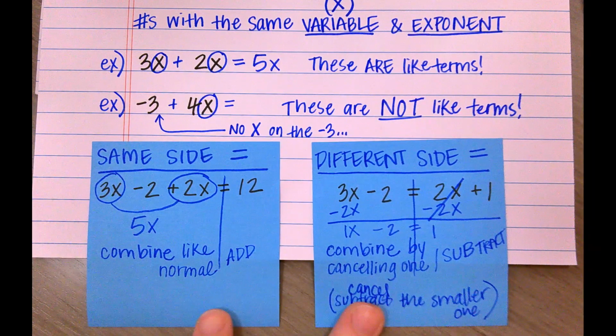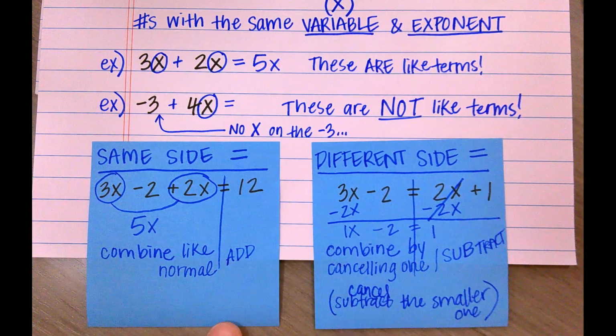But whenever you have like terms, this is one of the mistakes I've seen quite a few times. Remember, if it's on the same side, you just add them like normal. Different side, we're doing the opposite. We'll do a different thing. We cancel one and combine it with the other.